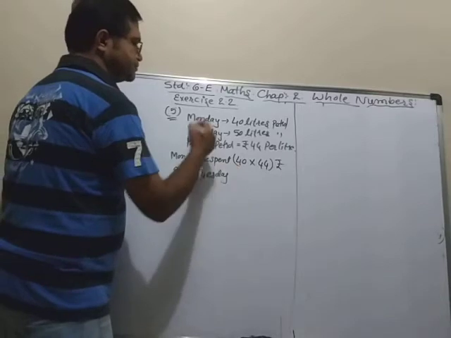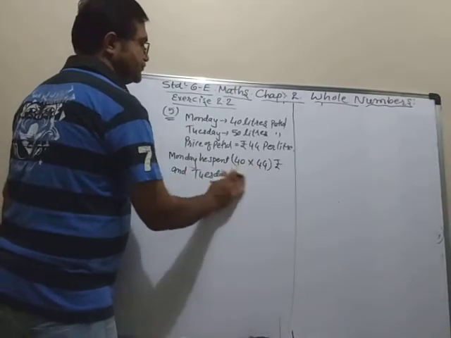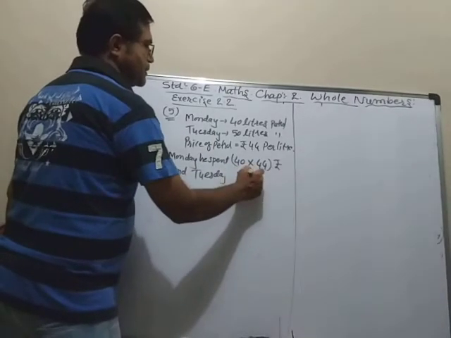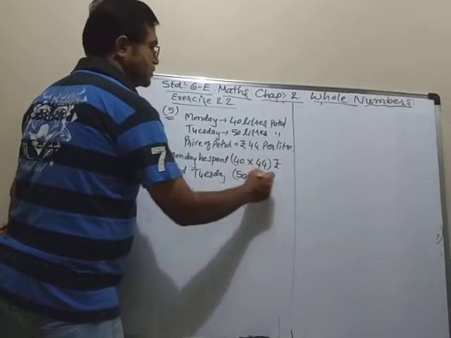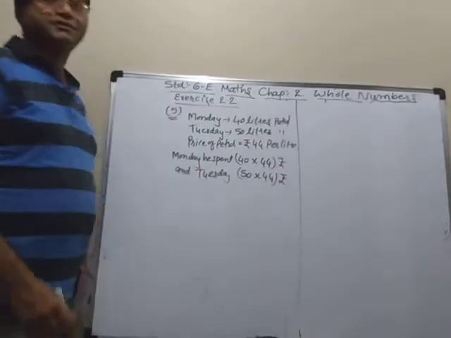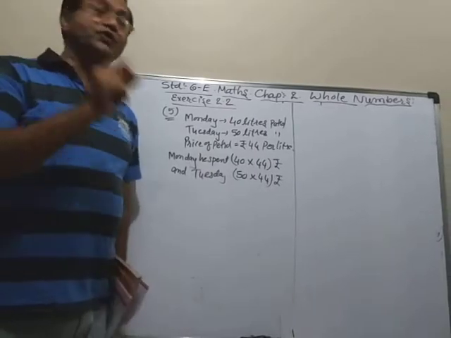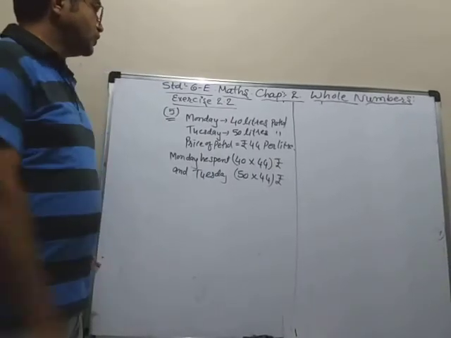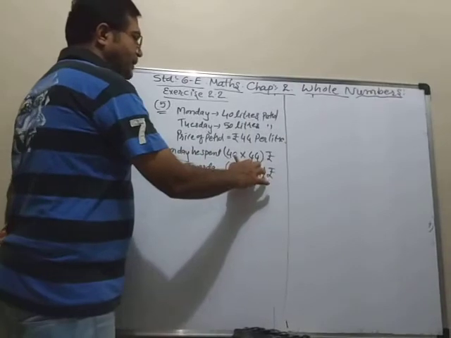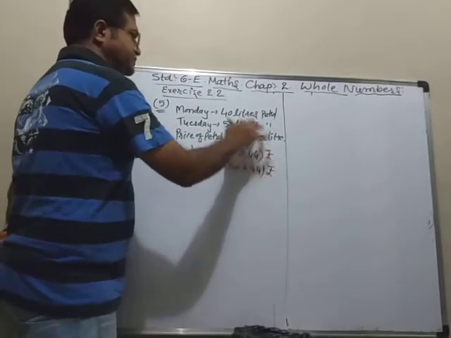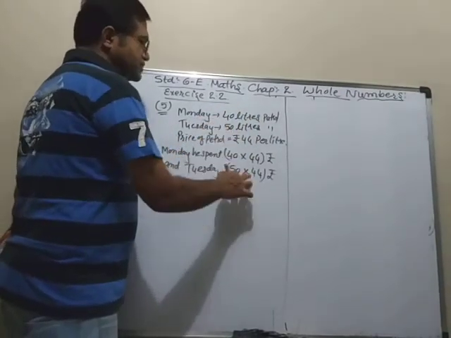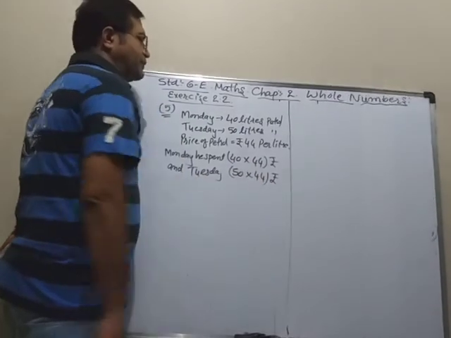Tuesday 50 multiplied by 44 rupees, because 1 liter costs rupees 44. So Monday he has to pay 40 multiplied by 44 rupees, and next day, Tuesday, he has to pay 50 multiplied by 44.